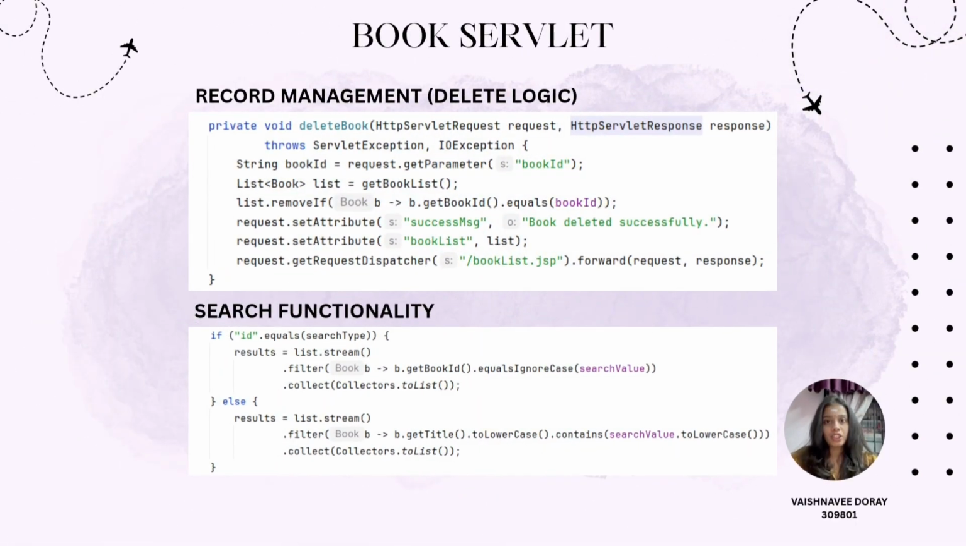Next is record management. For the delete logic, I used the remove if method. It used a lambda expression to check every book in the list and remove the one that matched the specific book ID that passed from the request.